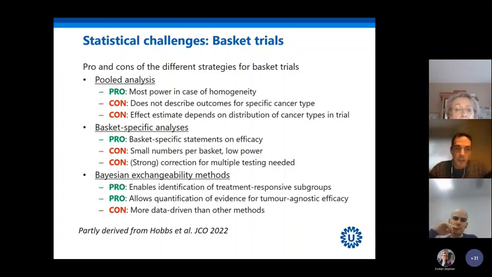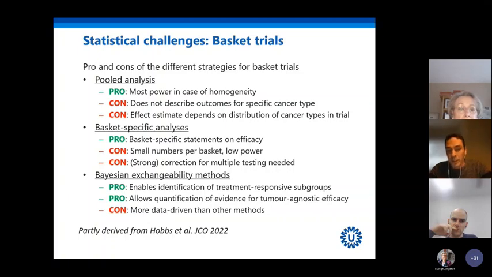And I think the Bayesian exchangeability methods or the dynamic borrowing methods also have advantages, because they enable identification of the subgroups, of the sets of baskets in which the treatment has a response. It also allows quantification of the amount of evidence that there is for tumor agnostic efficacy. So if you only find one subgroup that has equal response rate, then it's quite strong evidence for tumor agnostic efficacy, so that the treatment works irrespective of the cancer type.